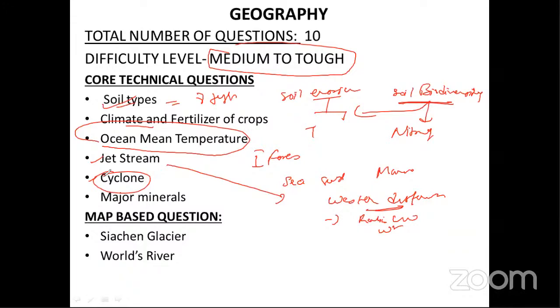You should know the current affairs of the cyclone. Why do most of the cyclones form in the Arabian Sea? Generally, what we know is that the Bay of Bengal has more cyclones as compared to the Arabian Sea. But in recent years, the last couple of years, it was found that most of the cyclones are forming in the Arabian Sea as compared to the Bay of Bengal.